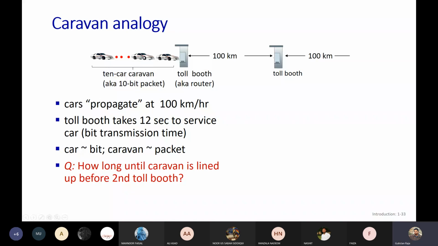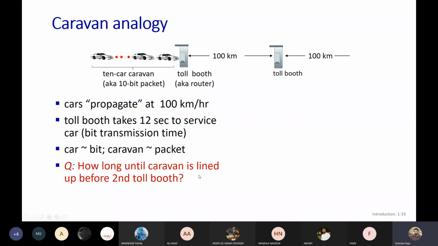Let's say that cars are propagating, moving at a speed of 100 kilometers per hour, and a toll booth takes 12 seconds to service a car. So in our analogy, consider cars as bits and the caravan as a packet. So 10 cars, a 10-bit packet, right?